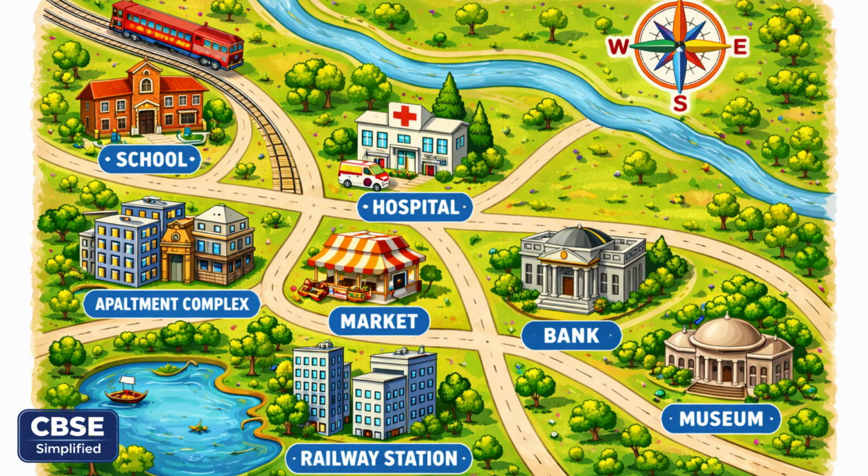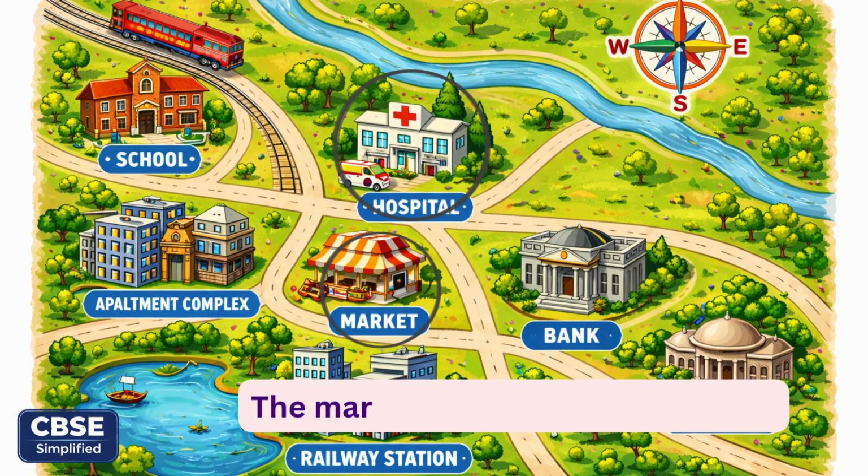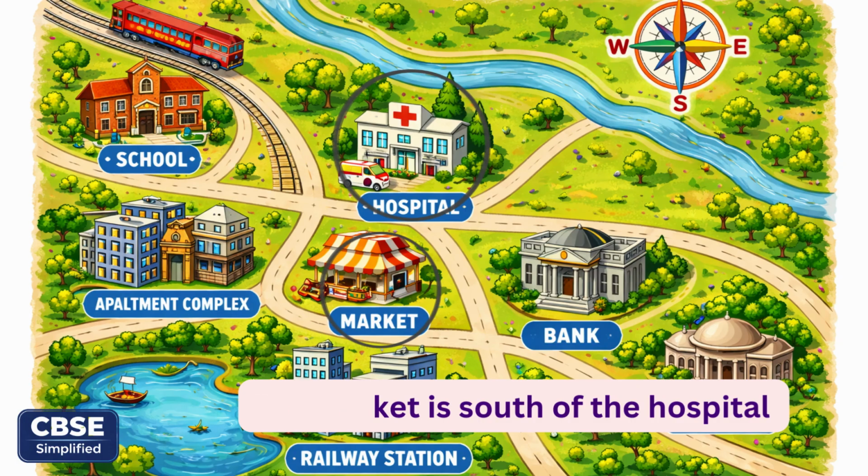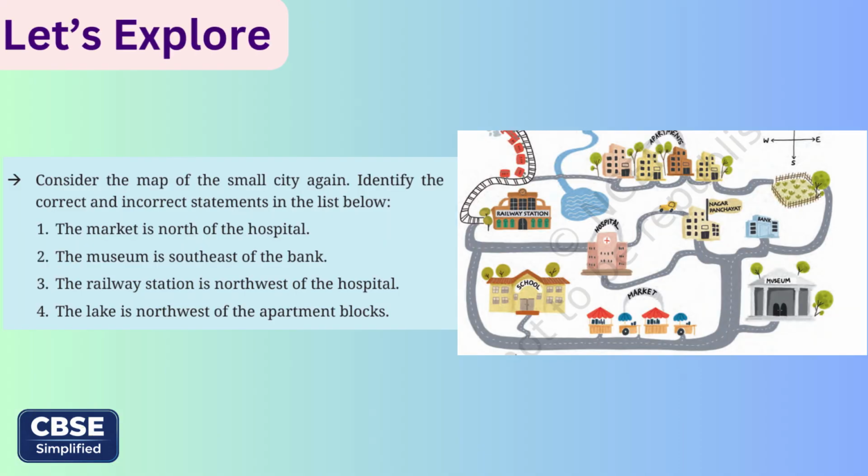Let us look at an example to see how cardinal directions help us to read the map. Here, in this simple map of a city, we can say that the market is south of the hospital. Let us now use our understanding of cardinal directions to answer Let's Explore section on page 11. Consider the map of the small city again. Identify the correct and incorrect statements in the list below. Pause the video and answer these questions.